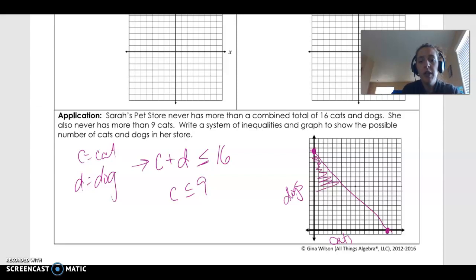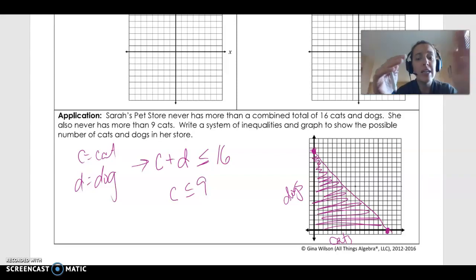I want you to think about why this equation and this graph does not go into the negative sides on either the x or the y-axis. What we're really looking at here is cats and dogs, and I can't have a negative cat and I can't have a negative dog. That's why I have to live in all of these positive values.